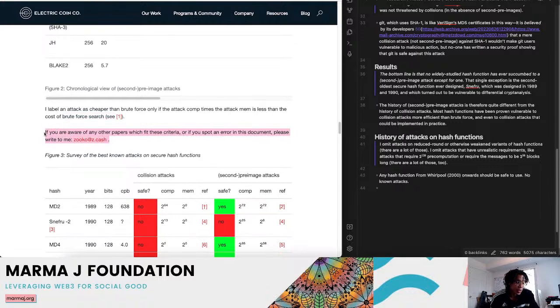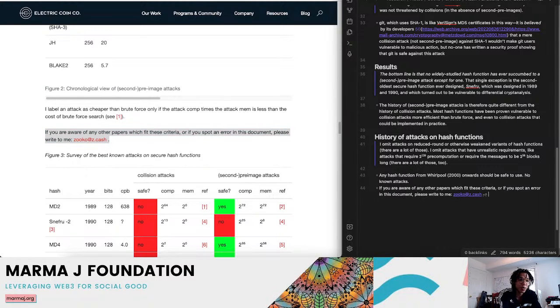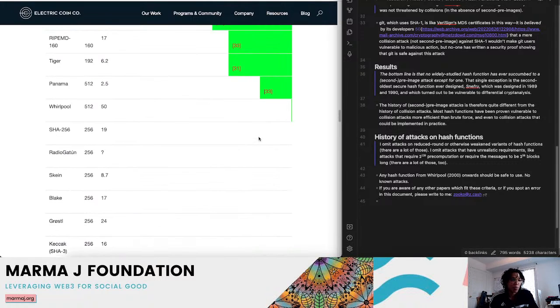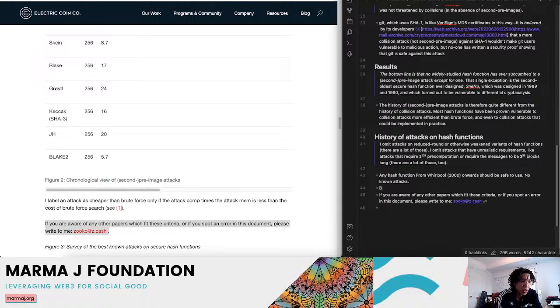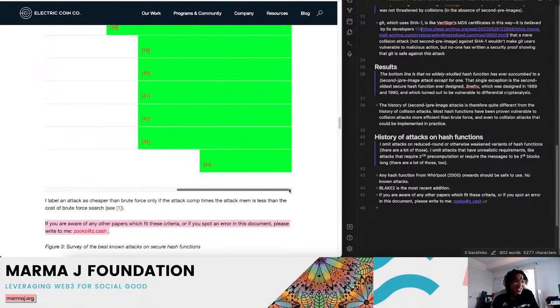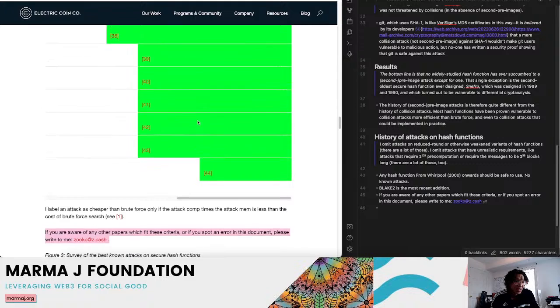I will put this in because I think it's out of date. And so, if I see any newer papers, I'll just write that down. Blake 2 is the most recent edition. And then, like, I think that was 2010, 2015. Let's see.